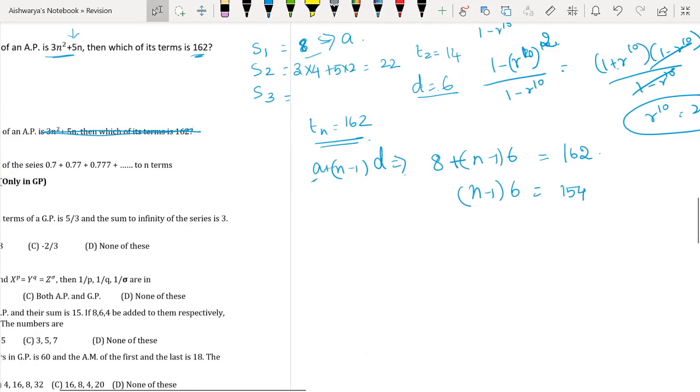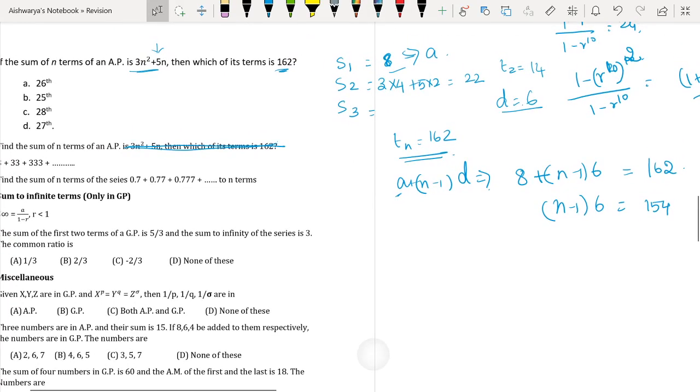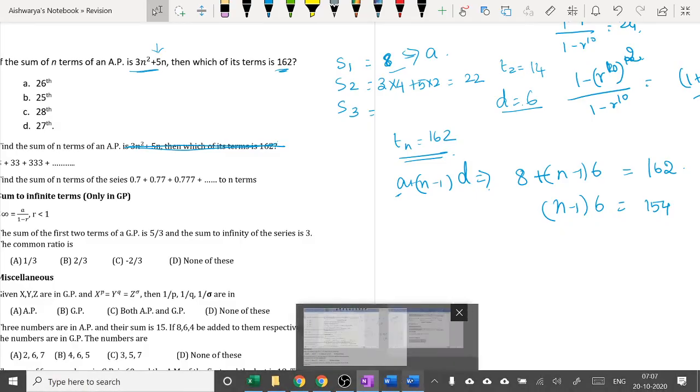We are not getting a round number, no? Could there be a typing error? Let me just check that.